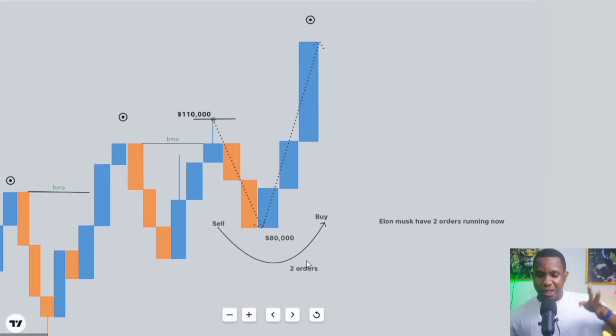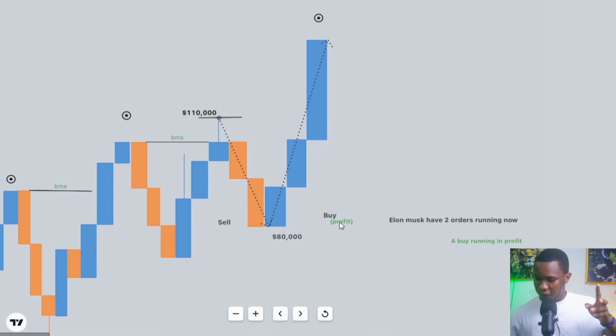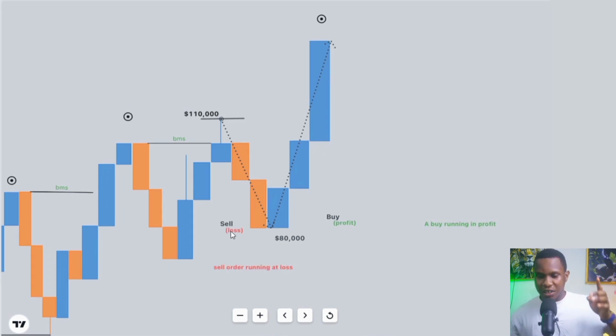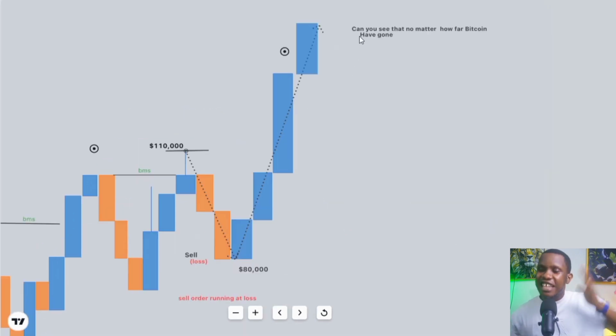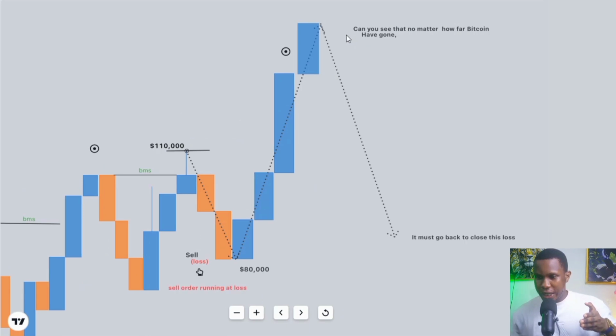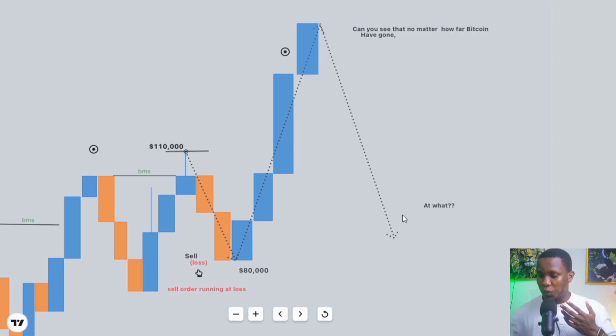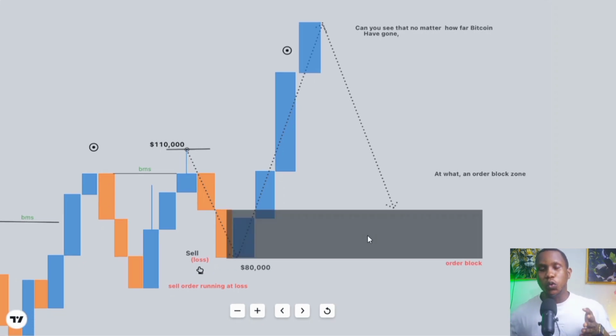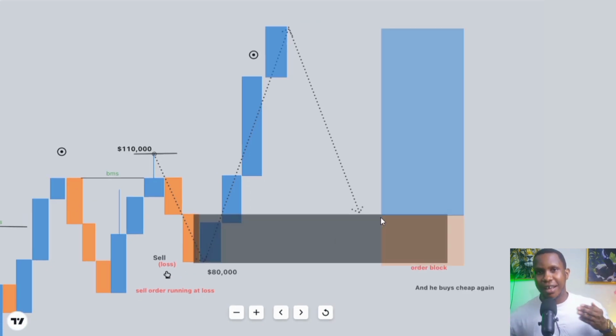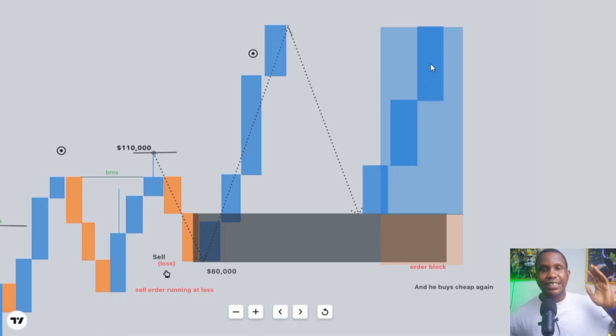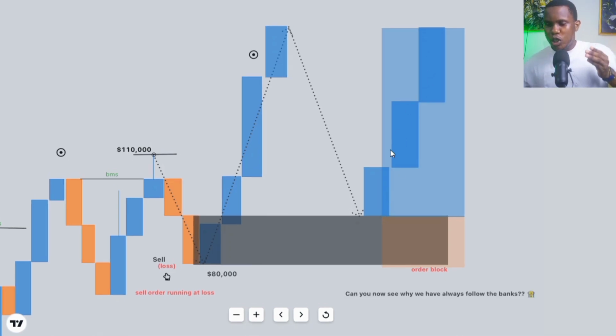Elon Musk now has two orders running, a buy order running in profit and a sell order running at a loss here. Can you see that no matter how far Bitcoin has gone, he will always re-manipulate price? He must always push price back so that he will be able to close his loss in the market at an order block zone, and he buys cheap again, and the cycle repeats again. Can you see why you have to always find these banks and follow them in the market?